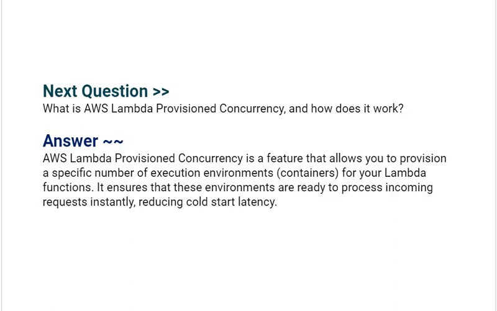Our next interview question is: what is AWS Lambda provisioned concurrency and how does it work? Your answer should be AWS Lambda provisioned concurrency is a feature that allows you to provision a specific number of execution environments, that is containers, for your Lambda functions. It ensures that these environments are ready to process incoming requests instantly, reducing cold start latency.